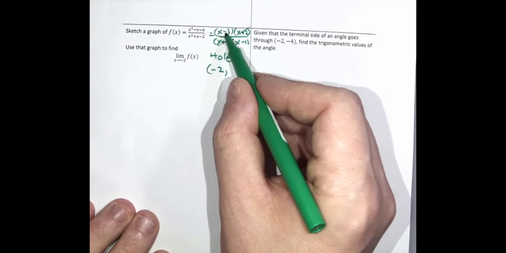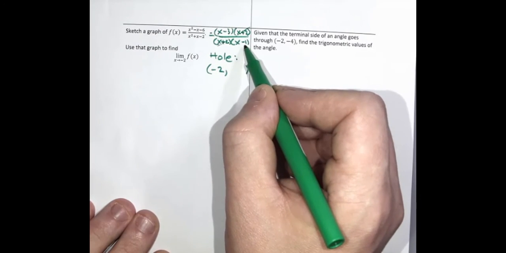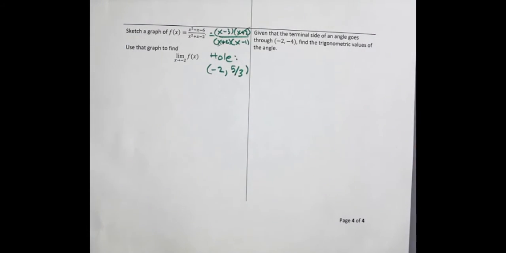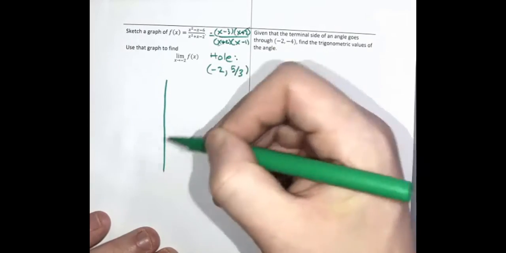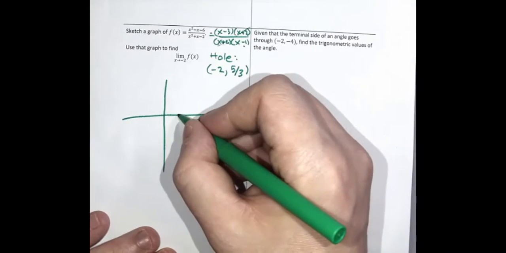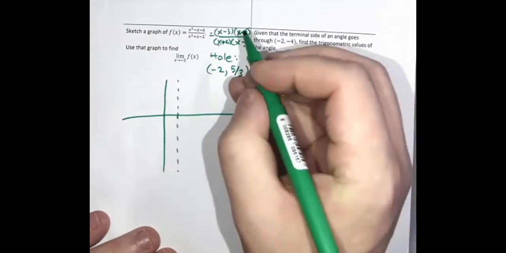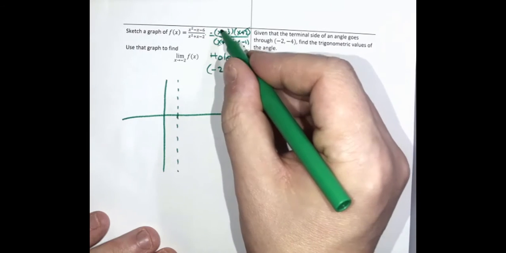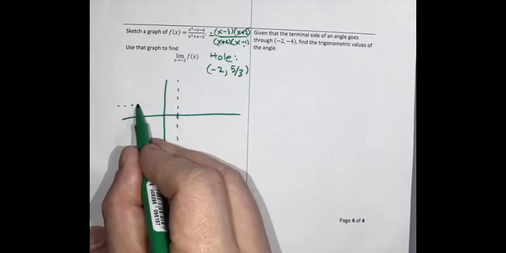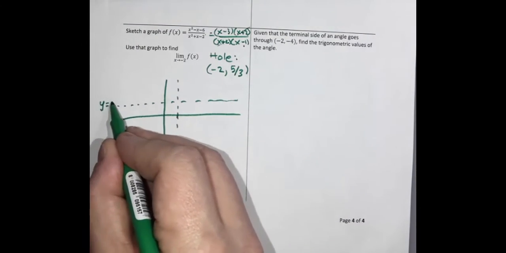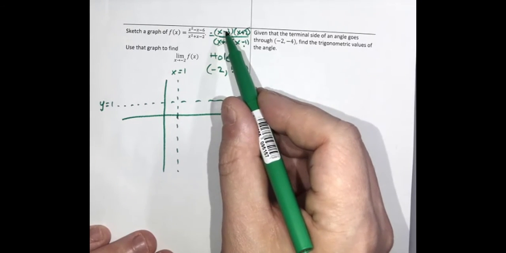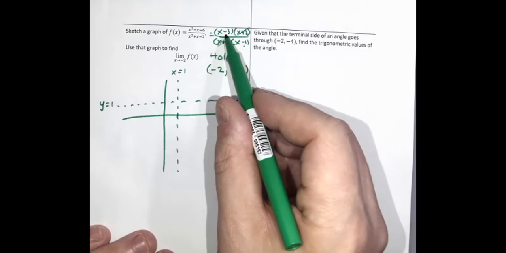So -2 minus 3 is -5. -2 minus 1 is -3. So it'll have a hole at -2, 5/3. Attempting to draw the graph, we have a vertical asymptote at x equals 1. Because it's x minus 3 over x minus 1 and the top and the bottom are of the same degree, that means we also have a horizontal asymptote at y equals 1. There is an x-intercept located at 3, because that's when the numerator would be equal to 0.